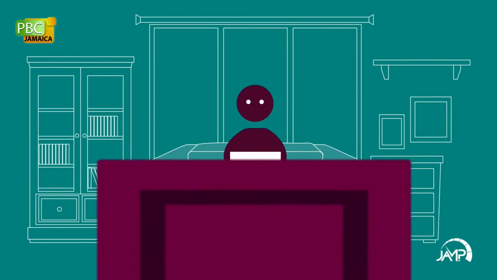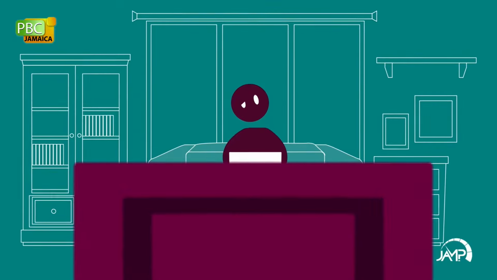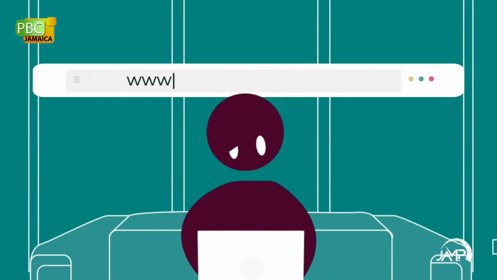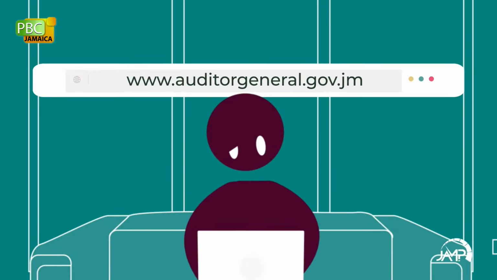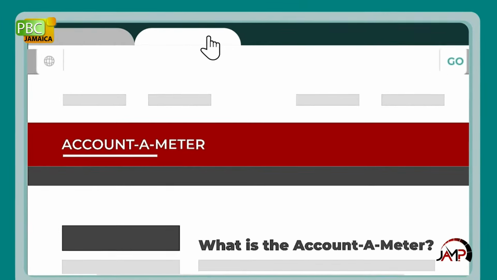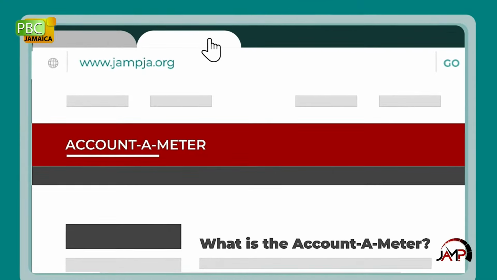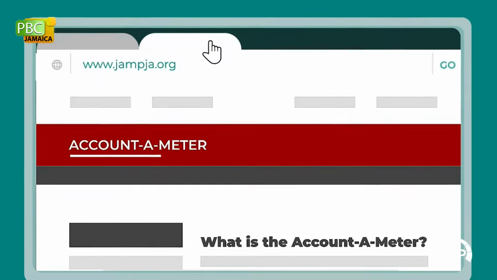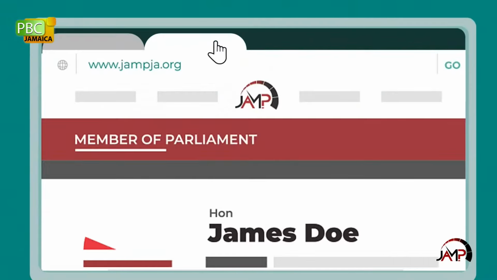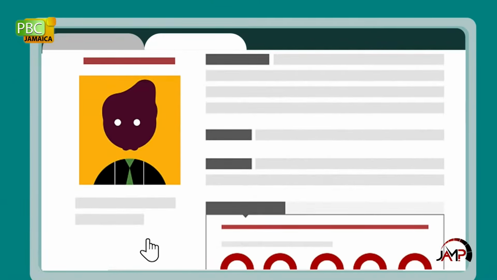And next time you hear a news report about the AG, don't just leave it up to the media. Visit the AG's website at www.auditorgeneral.gov.jm and check out the findings yourself. Then, keep track of how government has fixed the issue or not at www.jampja.org/countermeter. And if you're not happy with what you see, it's your job to contact your employees. It's easy when you visit the MP tracker on jampja.org.